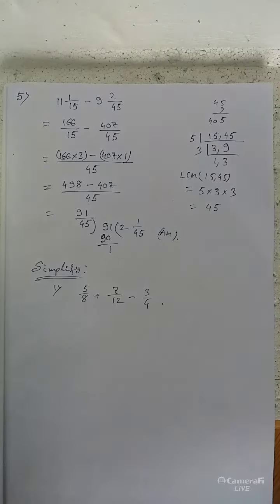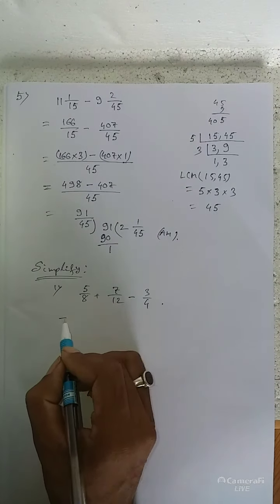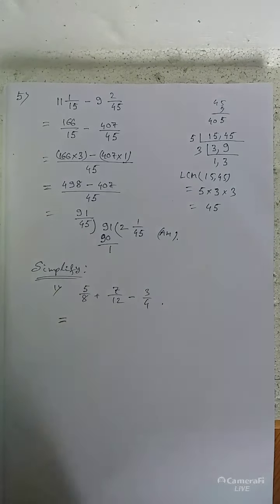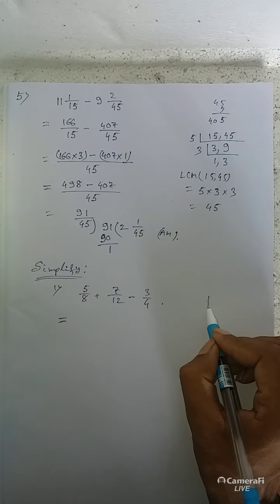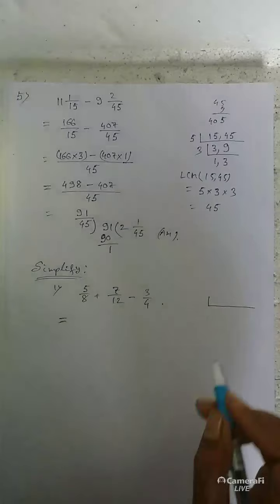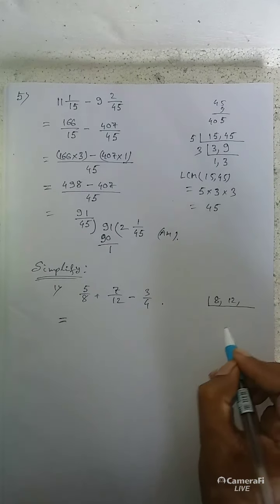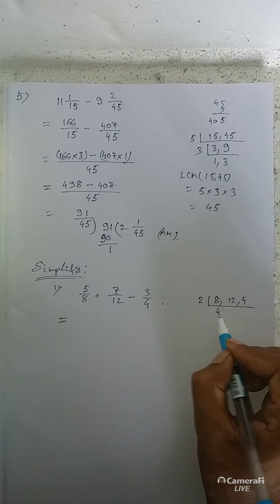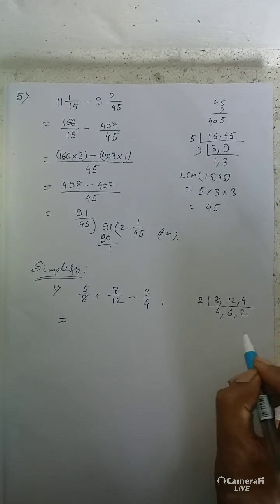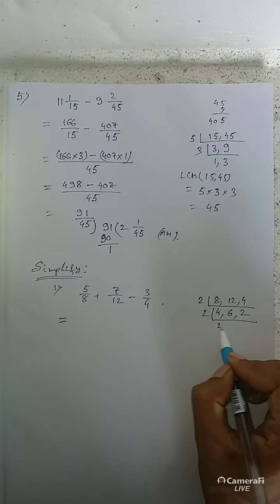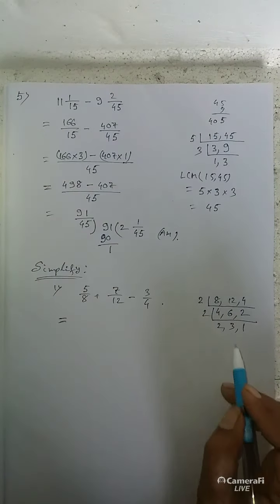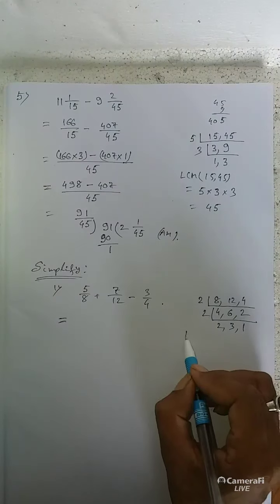If it is already arranged, then we can proceed, but take the LCM of the denominators together, as the denominators are not the same: 8, 12 and 4. 2 can divide each: 2 4s are 8, 2 6s are 12, 2 2s are 4. Again 2 can divide each: 2 2s are 4, 2 3s are 6, 2 1s are 2. 2 and 3 are prime, so stop here.